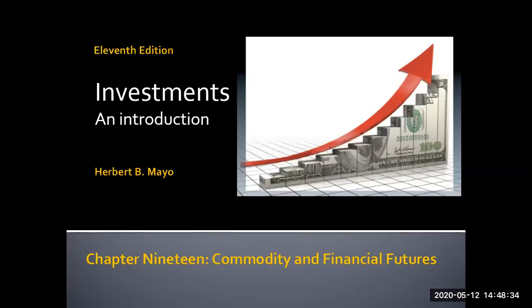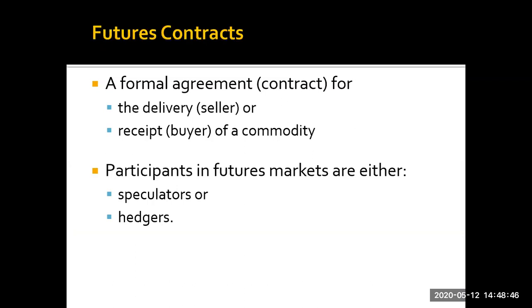Hi class, in chapter 19 we're going to talk about commodity and futures. It's a longer chapter, but I'm only going to go through a few parts of it, and these are the parts that you're going to have to know for your test. So the two things I'm going to talk primarily about are futures contracts and futures markets.